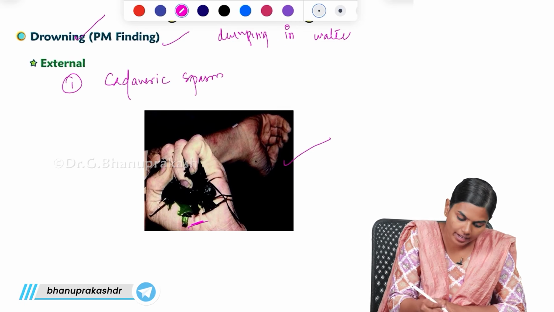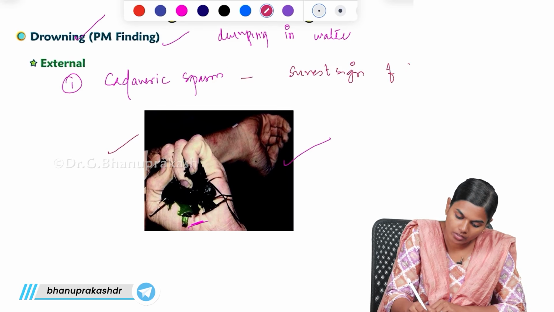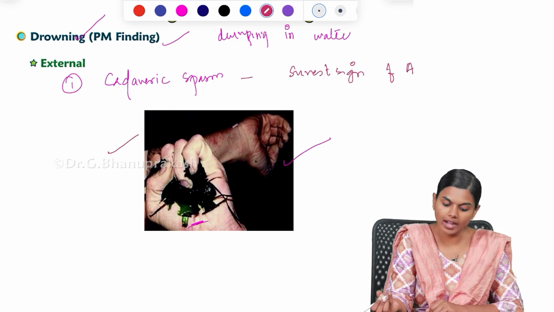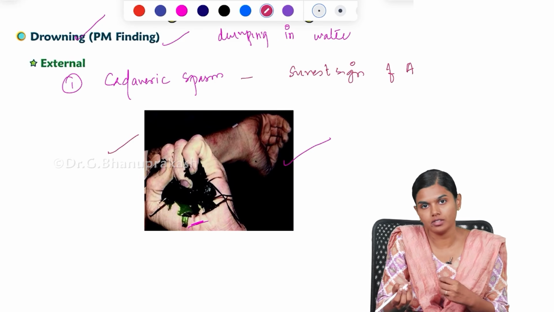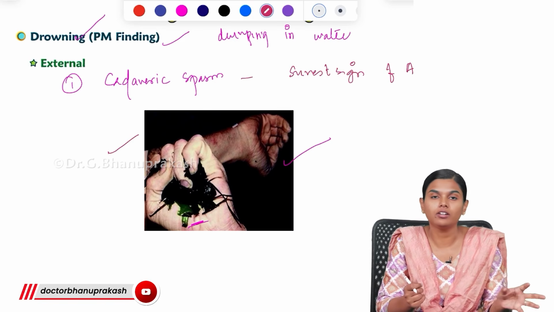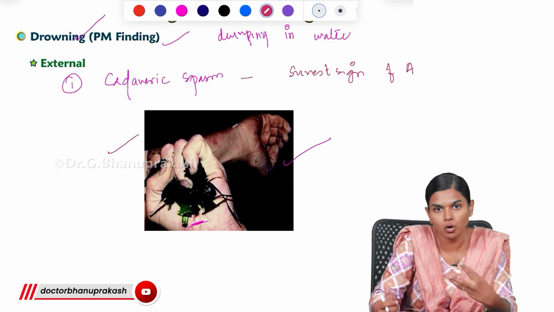So, this is your cadaveric spasm, and this is one of the surest signs of antemortem drowning. What happens is that when a person falls inside the water and then dies, they will try to hold on to something, they will try to grab onto something.